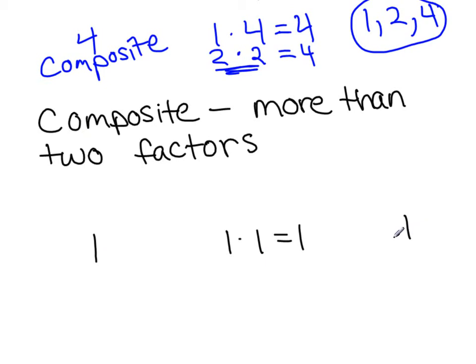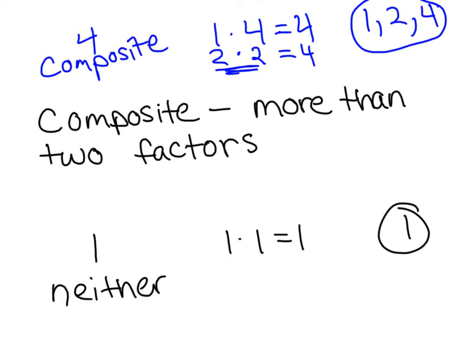So 1 is not prime. You need exactly 2 factors. So he's not prime, but he doesn't have more than 2 factors. He only has the 1 factor. So he's a neither. He's neither composite or prime. Well, that's pretty much it. He's kind of sad that way.